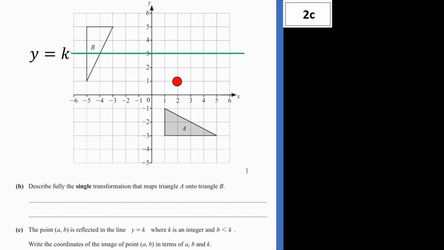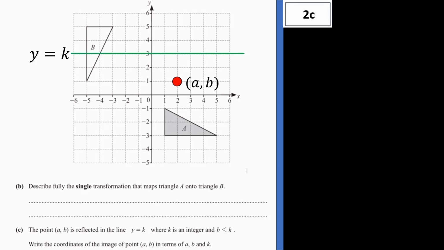We draw a line, the line that we call y equals k as required, and we mark a point, just an arbitrary point, and that point will represent (a, b). And remember that b is below k, because we are given the condition that b is less than k. k is an integer, a whole number. So we put b below that line to show that b is less than k.